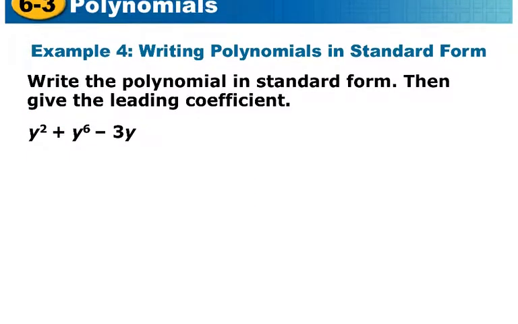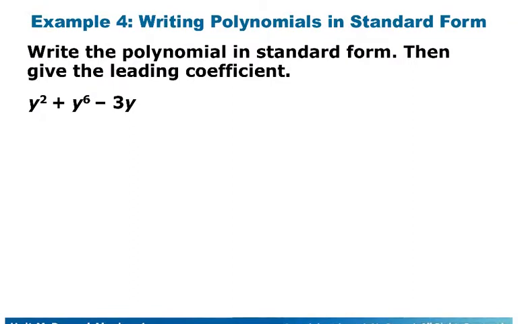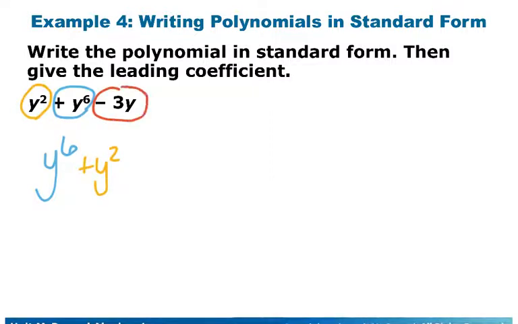All right, next one here, we're putting it in standard form as well. So again, just identifying what is the highest power. Looks like it's 6, so we'll start with y to the 6th. After that, we have a y squared. And after that, we have a y to the power of 1.